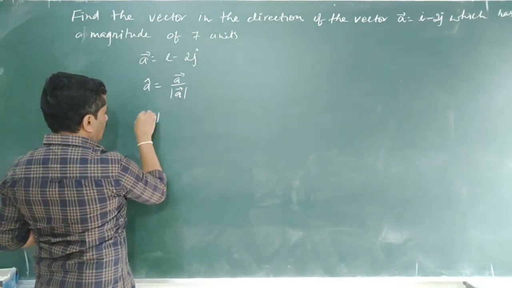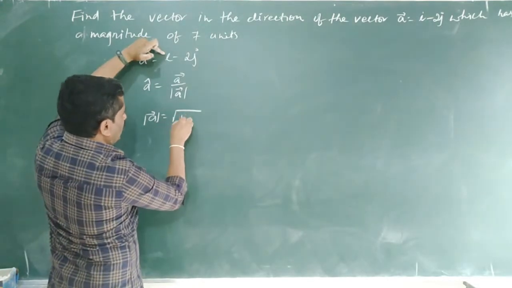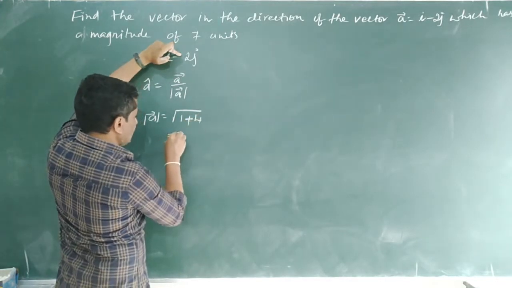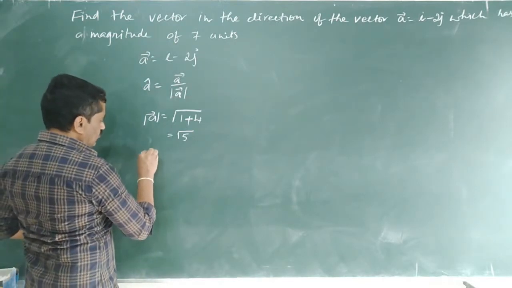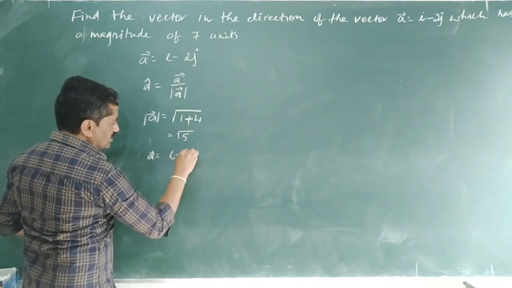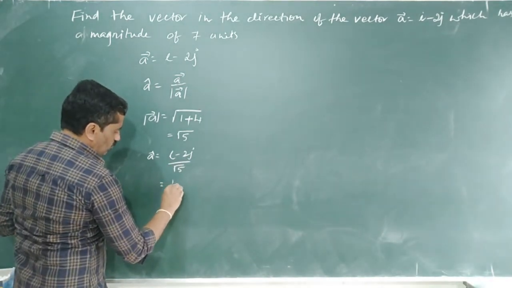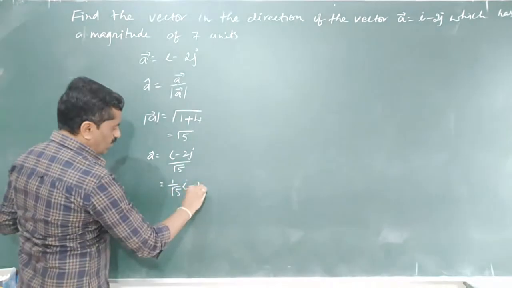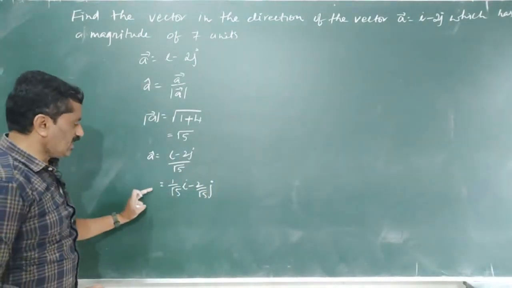Therefore magnitude of vector A is equal to square root of x square, that is 1 square 1, plus minus 2 whole square we have 4. Again that is equal to root 5. Therefore what is A cap? Therefore A cap is equal to value of A bar, that is i minus 2j whole divided by root 5. Again that is equal to 1 divided by root 5 into i minus 2 divided by root 5 into j. Okay, so this is a unit vector.